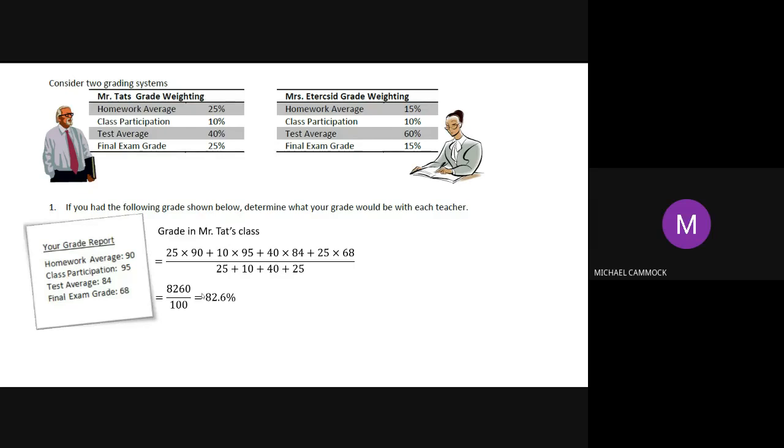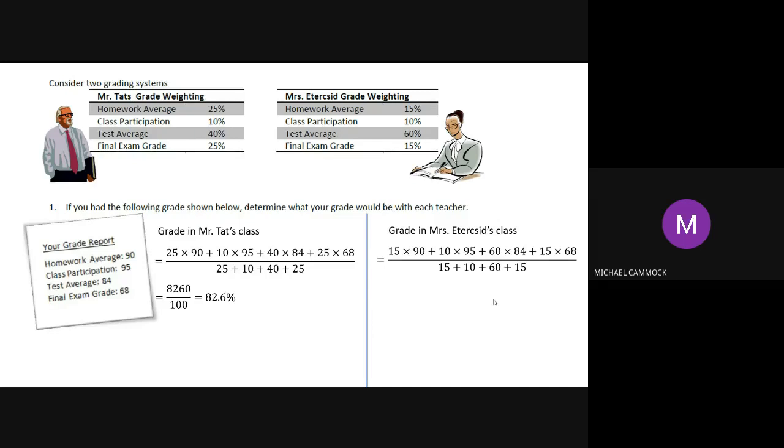Now, what happens if you were in a different class that had a different set of weights? Well, we're going to do the same thing all over again with a different set of weights. We're going to have the same marks, so it's going to be 90, 95, 84, and 68. But watch what happens. For Miss Etcetra's class, it's 15 times 90. Why? Because the weighting for homework is 15. 10 times 95. Well, he did the same thing over here, so nothing different here. But 60 times 84. Her test mark is weighted way higher than Mr. Tat's test mark. And then the final exam is worth less.